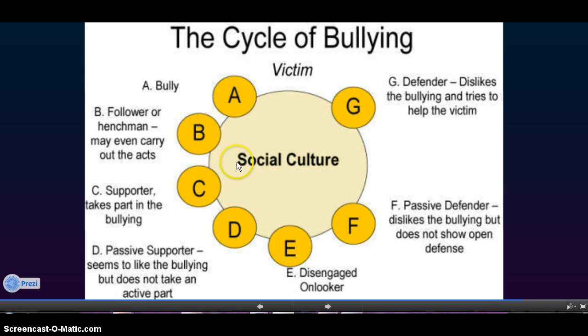What you have to do to get rid of bullying is, you can't do much about the henchman or the active supporter, but what you can do is make it unpleasant for the passive supporter, engage the disengaged, give support to the passive defender, and help the defender to gain people to help him stand up. Okay, this is chapter 8.